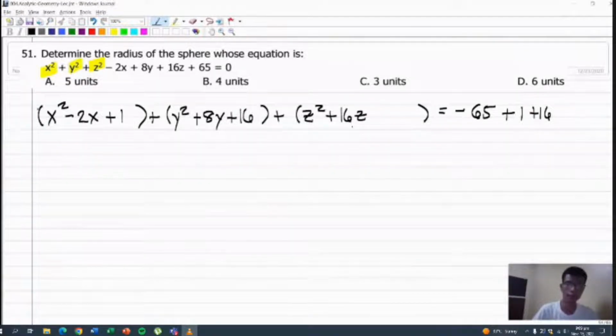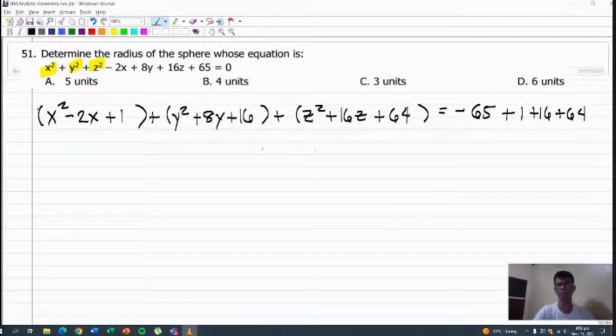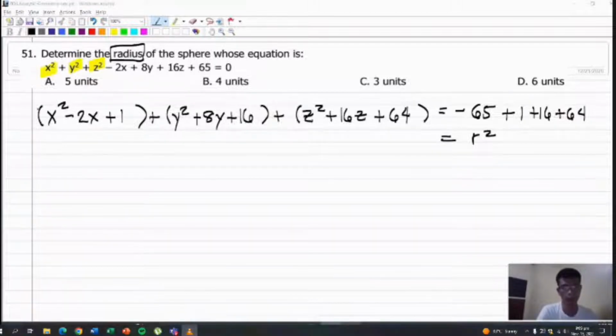16 divided by 2 is 8. And 8 times 8 is 64. Plus 64 sa left, plus 64 sa right. So, wag na natin kunin yung center. Ang pinapahanap lang naman sa atin is the radius. And ito, yung value nito, that is equal to r square. So, ano ba ang value niyan?